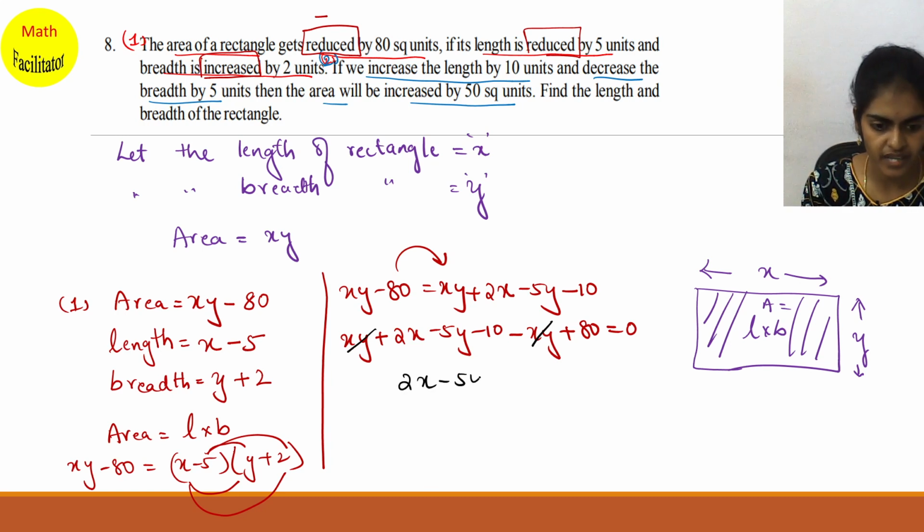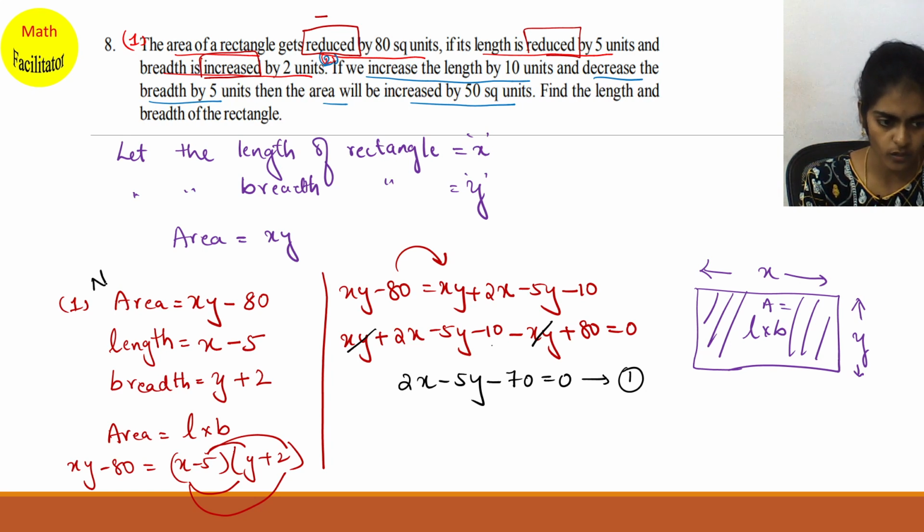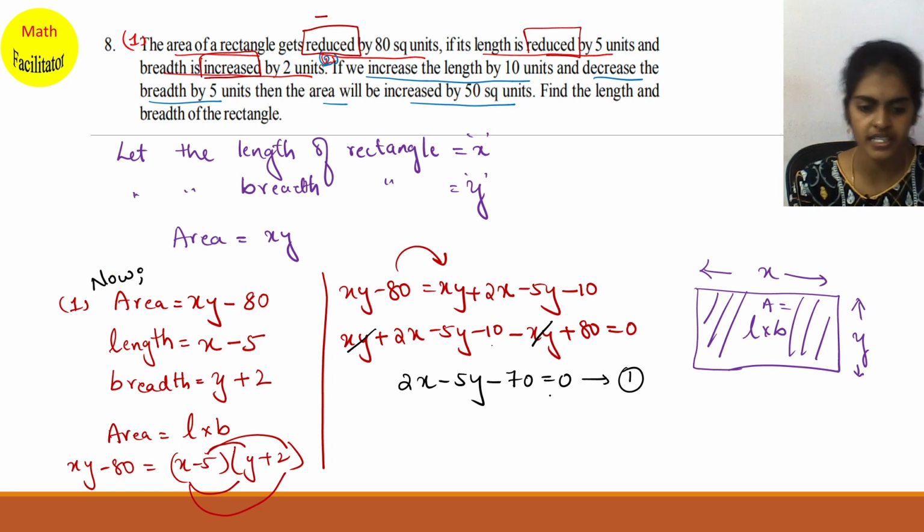So I have 2x minus 5y minus 10 plus 80 gives me minus 70 equals 0. Let this be your equation 1. How did you get this equation 1? By using condition 1. Okay, so now by using condition 1, you got equation 1.